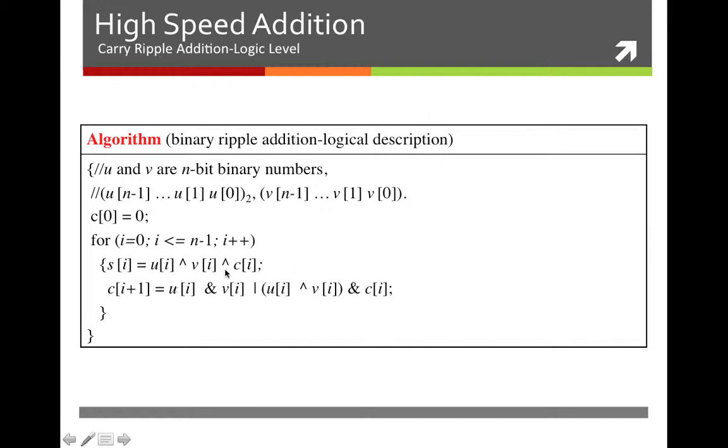So if 2 of them are 1, you get a 0. If none of them are 1, then you get a 0. But if 1 or 3 of them are 1, then you get a 1. That's how the sum formula is computed. That's an exclusive OR symbol, the caret.